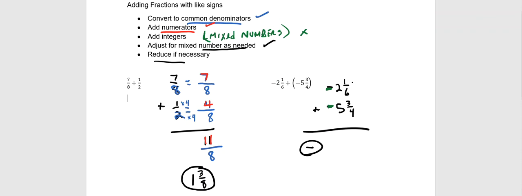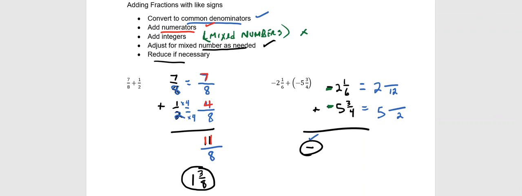So first things first, I need to get these converted over to common denominators. I'm going to ignore my signs from here out because I already got my sign taken care of, okay? So we're going to have 2 and, well, what's the least common multiple or the least common denominator of 6 and 4? That would be 12. So it's going to be 2 and some number of 12ths plus 5 and some number of 12ths as well.